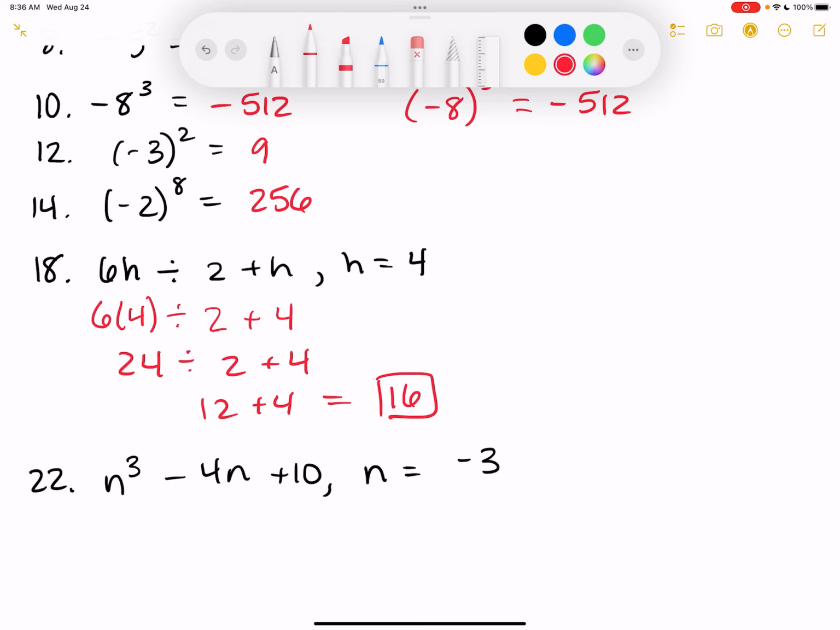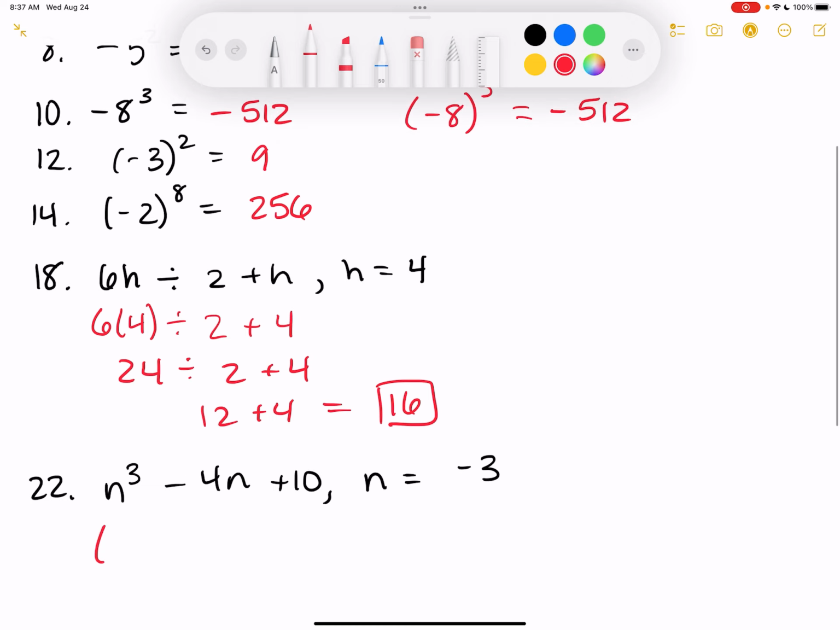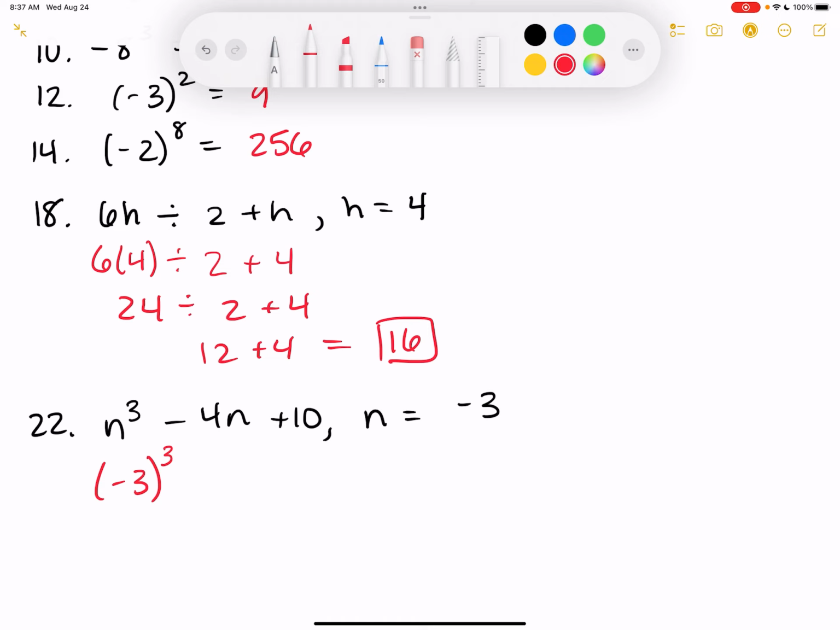So when you have the negative, it's really important that you put parentheses around it, because obviously with the cubed, it's not going to make as much of a difference, but if it was squared, it would make a difference if you put it inside or outside. So I always like to make a habit of putting them in parentheses. So negative 3 cubed minus 4 times negative 3 plus 10. With the middle term, if you didn't put the parentheses, it would look like you had negative 4 minus 3. So that's another reason to have it.